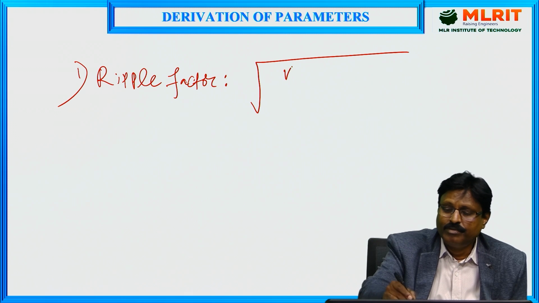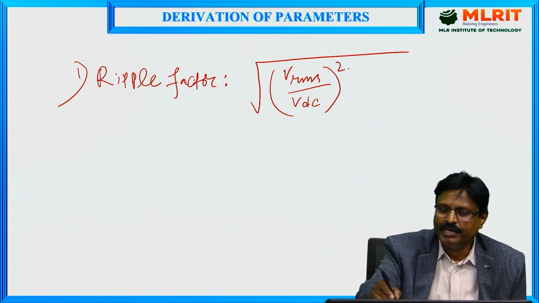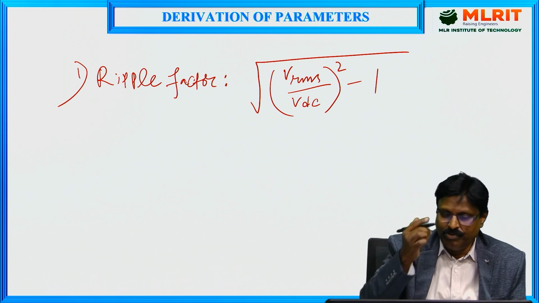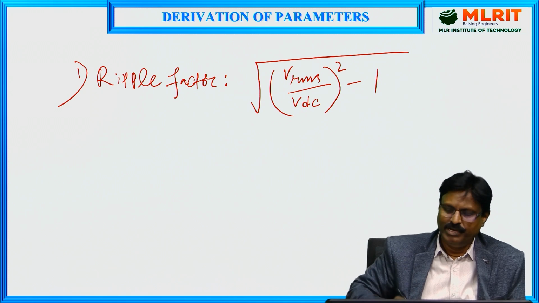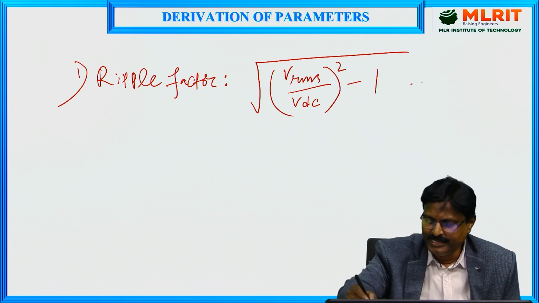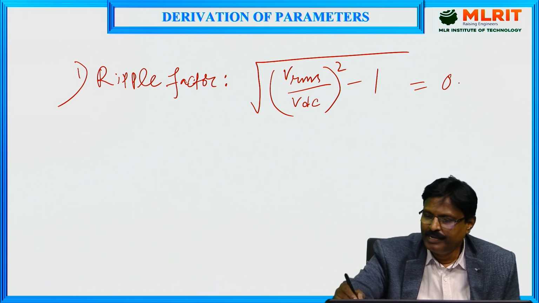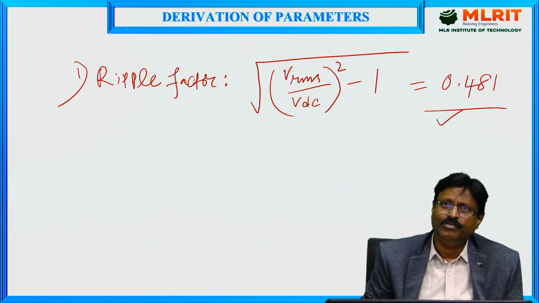So here the formula is square root of (Vrms by VDC) whole square minus 1. So what is the value of Vrms? Vrms is equal to Vm by root 2, and VDC value will be equal to 2 Vm by pi. So if you substitute those values, you will be getting the value as same as full wave rectifier. The value will be 0.481, which is same as the full wave rectifier.